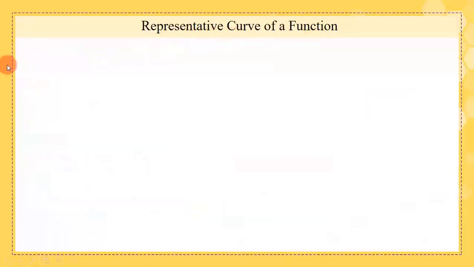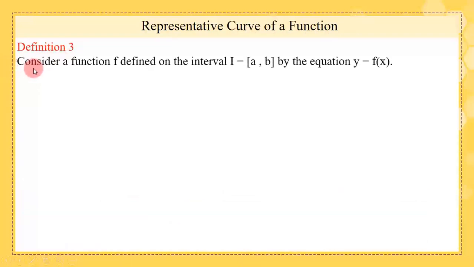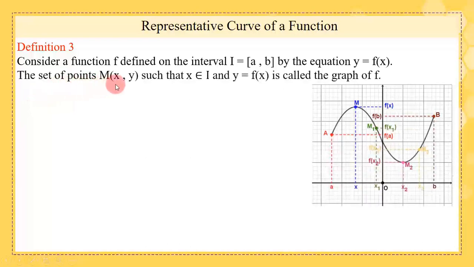Representative curve of a function. Definition 3. Consider a function f defined on the interval I equal [a, b] by the equation y equal f of x. The set of points M of coordinates (x, y) such that x belongs to I and y equal f of x is called the graph of f. As you see below, this is what we call the graph of f. Here is the point M that belongs to this graph. M has its abscissa x, belonging to the interval [a, b], and its ordinate is f of x.